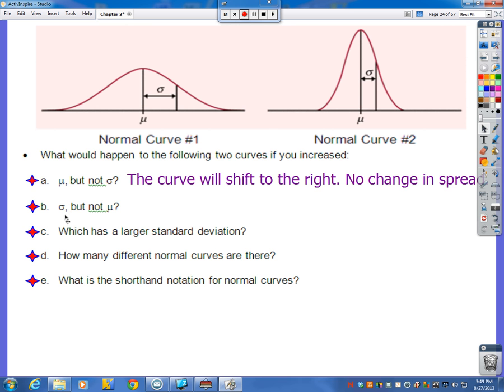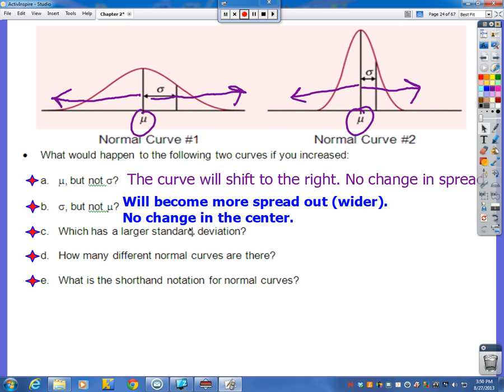If we were to increase sigma, if we were to increase the standard deviation, the spread, but not the location of the mean, then you can think about, well, really, this is going to start stretching out further this way. This is going to start stretching further out that way. This is going to stretch out farther. This will stretch out farther. But the location of the mean will stay right where it is. Basically, these two curves are just going to get shorter and fatter. So we'll become more spread out, wider, but no change in the center. That center is still at that specific value.